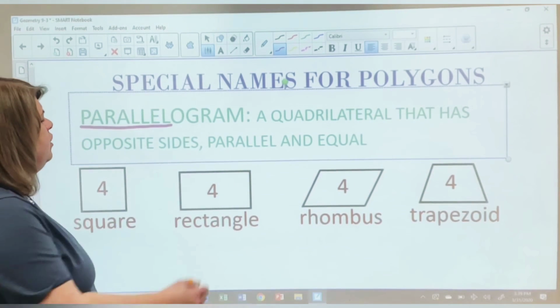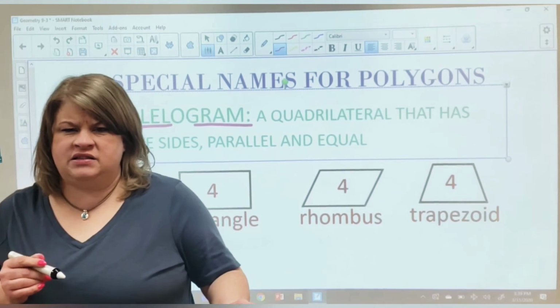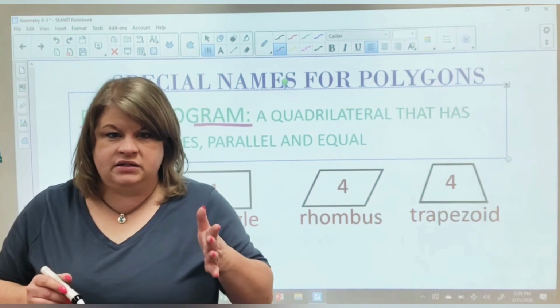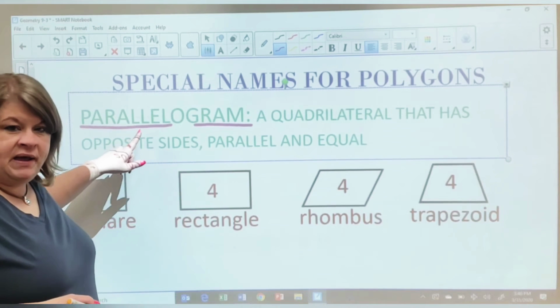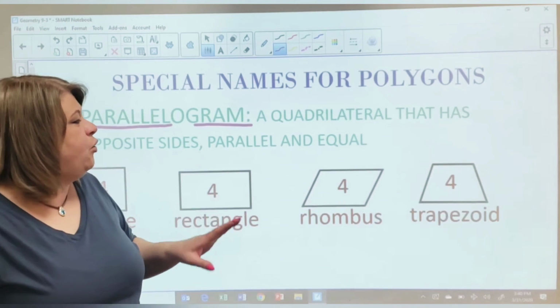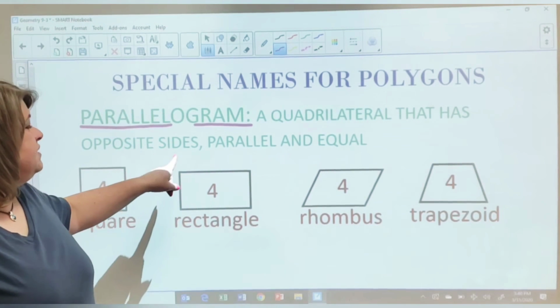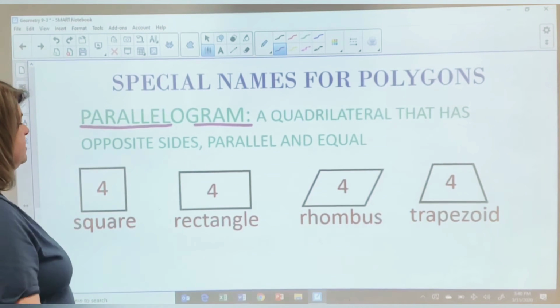Oh, gram. We know that too. Gram has the Latin root. It is the Latin root for write, isn't it? Gram and graph. So writing a parallel shape. A parallelogram is a quadrilateral, 4 sides, that has opposite sides parallel and equal. Let's see what that means.